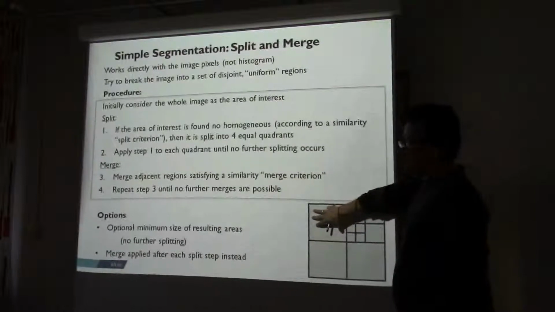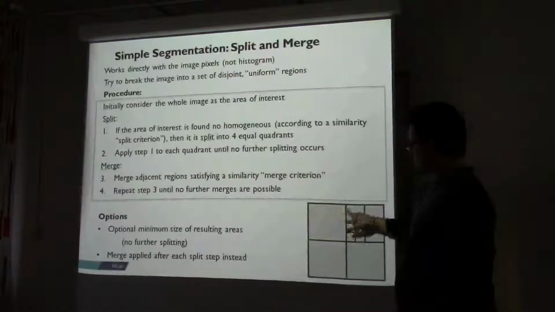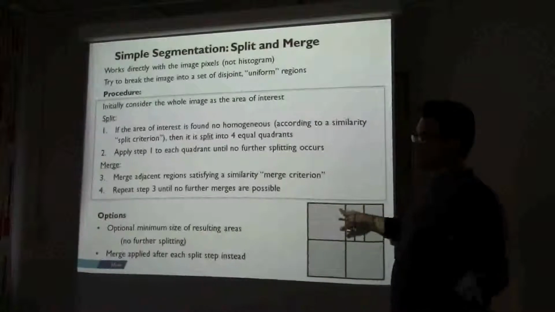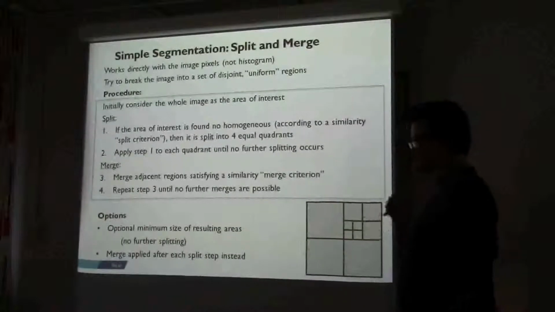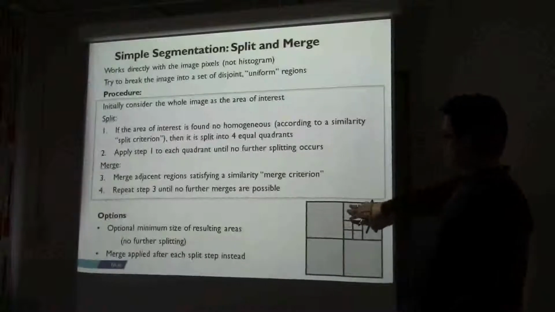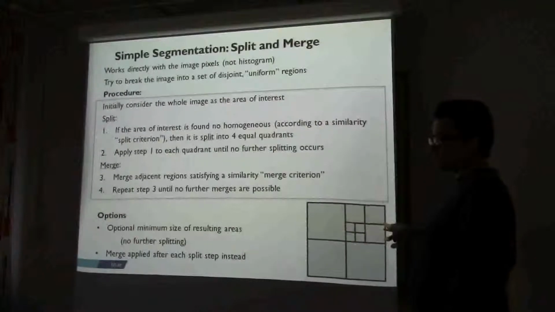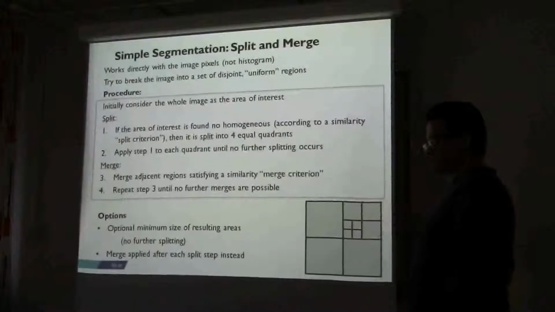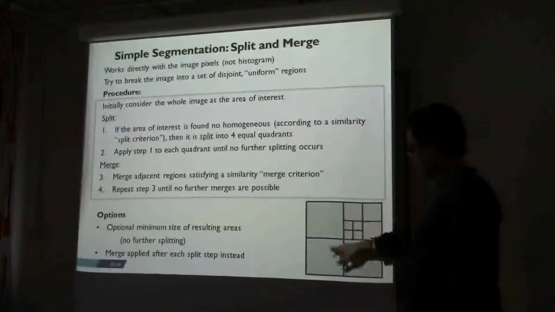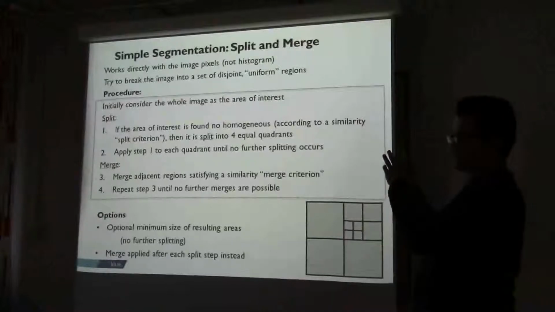If the criteria is met, then you stop splitting. You don't split it anymore. You consider that this region is homogeneous enough to be considered a single segmentation region. And you do the same for the other quadrants. If you get a quadrant that is not fulfilling your criteria, then split again. And split until the regions that you have meet your similarity criteria.